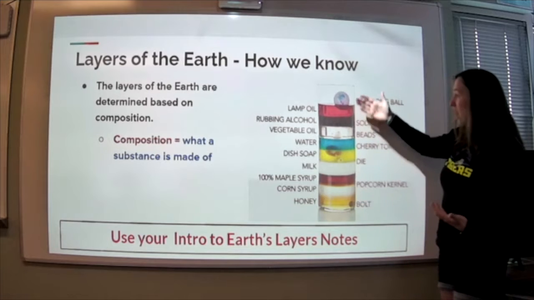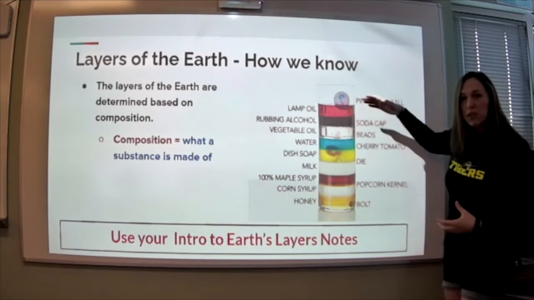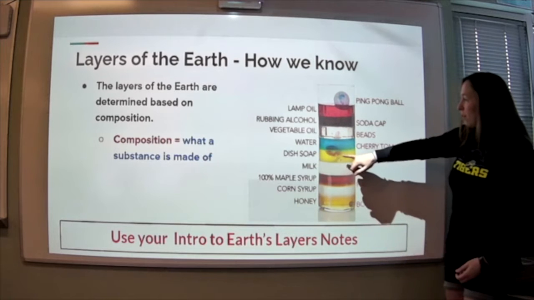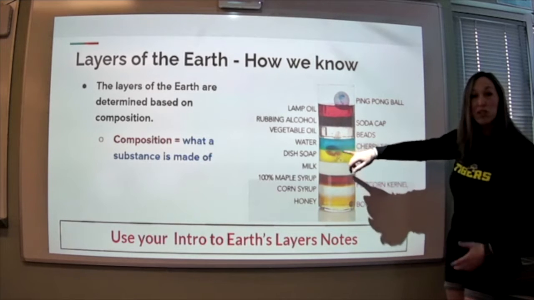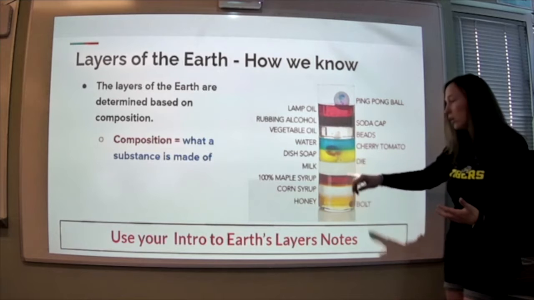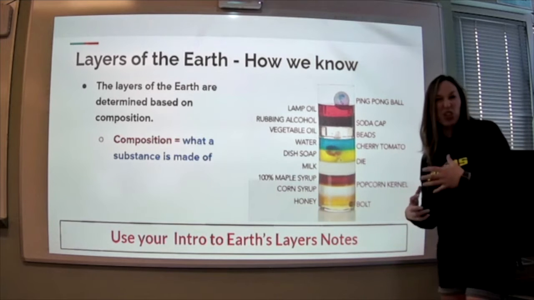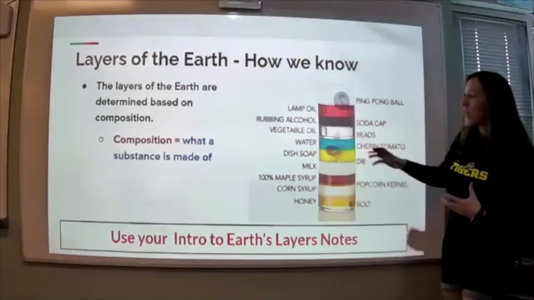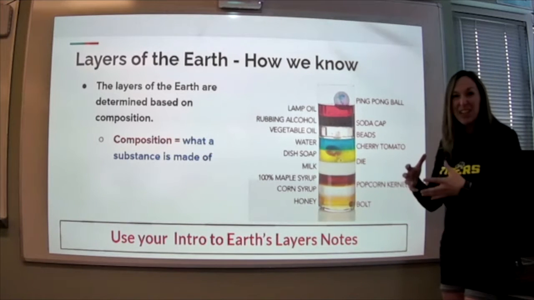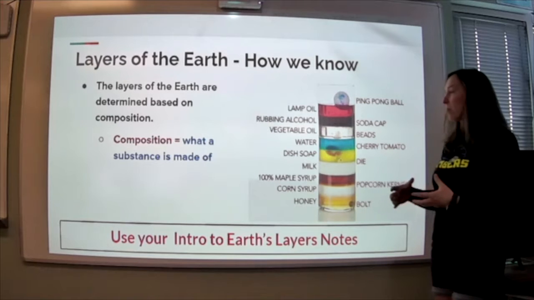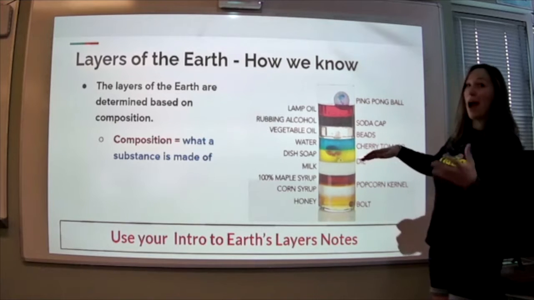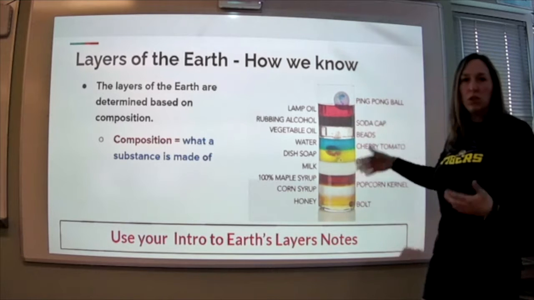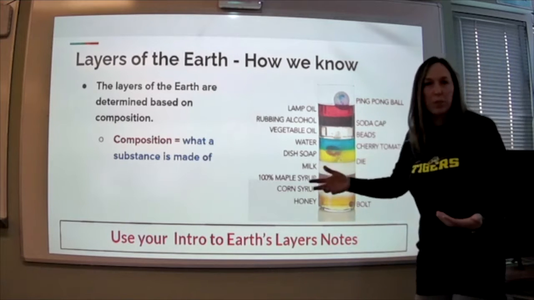So if you look at this density column here, we've got these materials separated because they're made of different things. They have different densities. So dish soap here is sitting underneath water, which means it's more dense. It's sunk further down. Honey, all the way down here at the bottom, it's got sugar in it. It's got more complex particles, so it sinks all the way down. So that's basically what happened on our planet too. We had really dense material that sunk to the core. And we had really light materials like our crust and our atmosphere and water that kind of float on top. So that's what we determine the different layers are. We just determine them based on their composition.